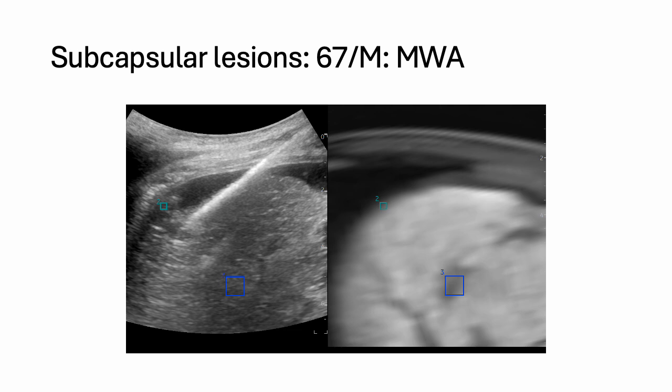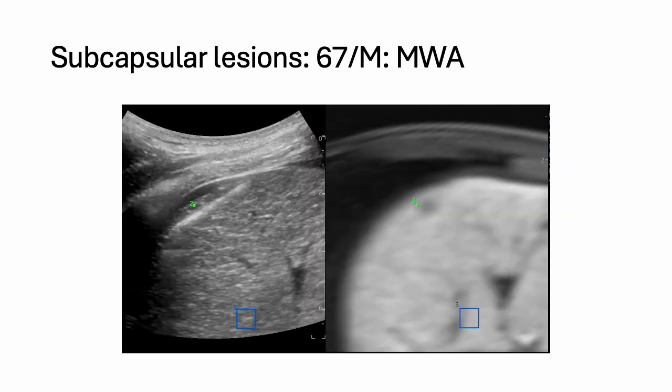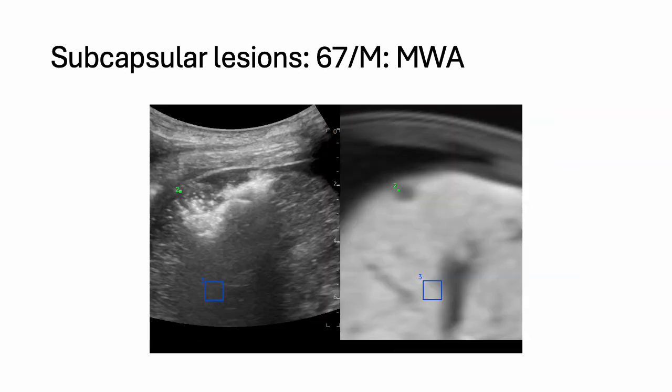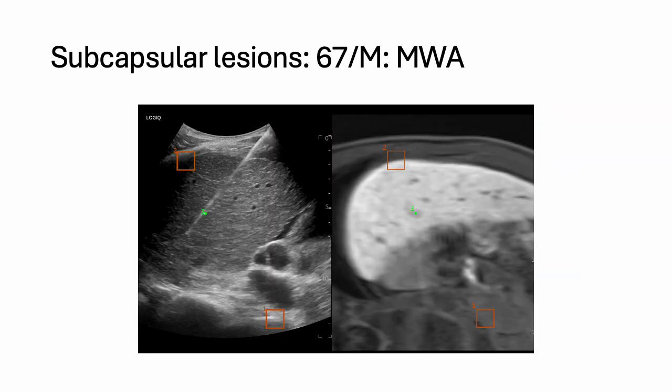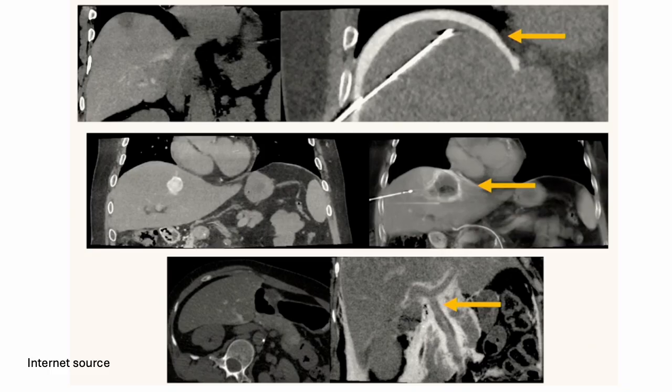Same thing for the subcapsular lesion of the dome, fluid protecting the diaphragm, and then with the needle in place, torque that to move the lesion away from the diaphragm. Ablation carried out like this. Patient also had a third lesion. In this case, the fusion was very helpful to keep track of these lesions. This is GPS markers, and ablation done for this lesion as well.